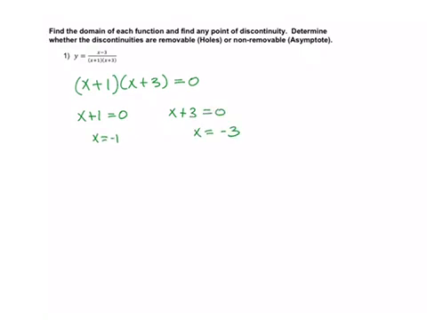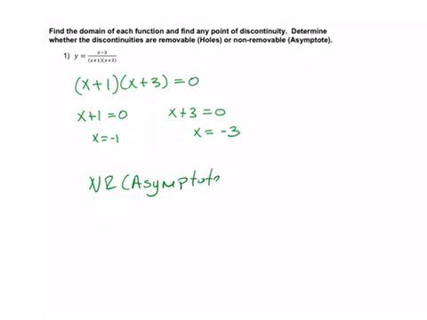Okay? So in a fraction, you know that my denominator cannot equal 0. So I'm just going to set my denominator equal to 0, right? And solve that equation. x plus 1 equals 0, x plus 3 equals 0. So x equals negative 1, x equals negative 3, right? As you can see, I cannot simplify any of those expressions. So that means that those two are non-removable, or they are asymptotes.